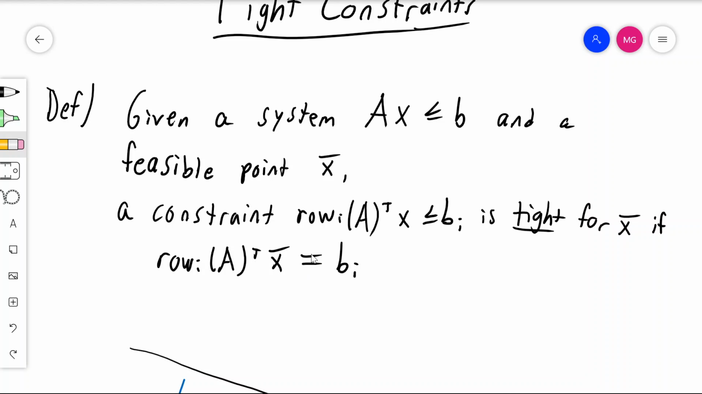To even talk about what a tight constraint is, I need to talk about it in terms of a particular point x bar. You give me the feasible point x bar, and then I will look for all the constraints that, when I plug in x bar, hold with equality. Those constraints are called tight constraints for that point x bar.